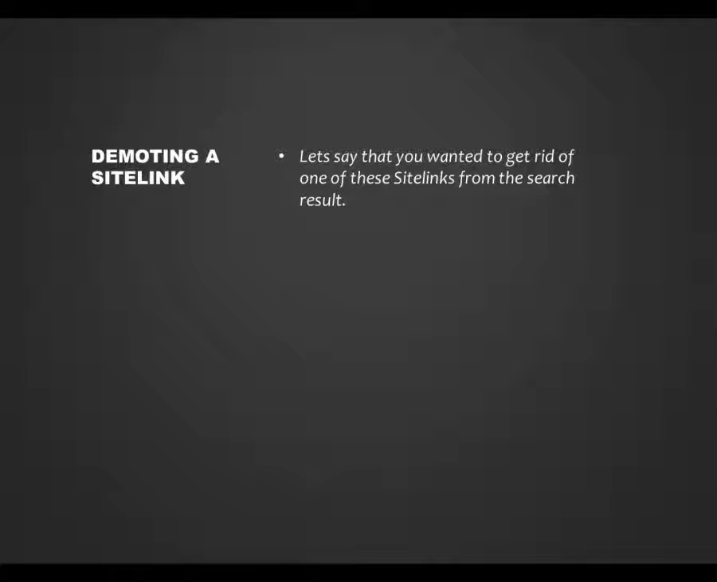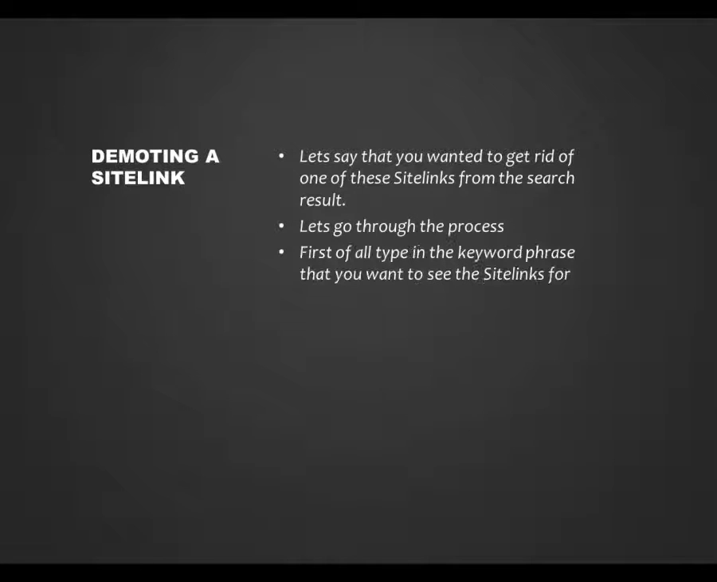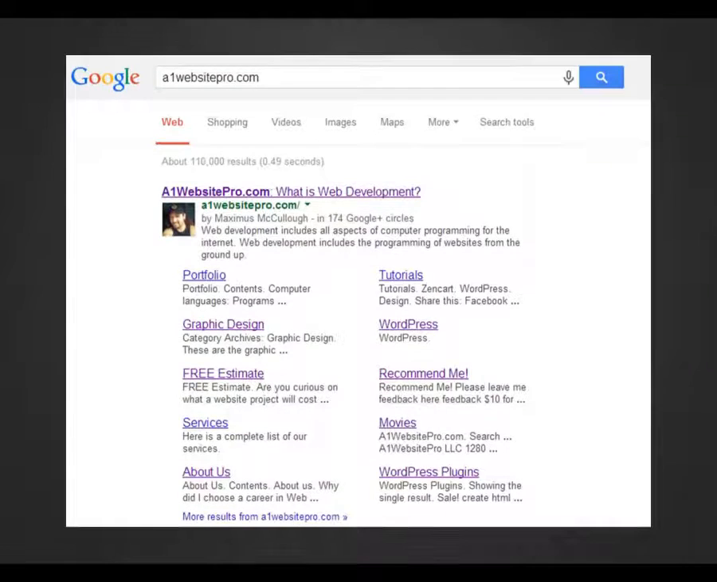So let's say you wanted to get rid of one of those site links from the search results. Let's go through the process. First of all, type in the keyword phrase you want to see the site links for. Look at the site link results. So we put in here a1websitepro.com. Now let's say that I wanted to get rid of movies on here. Now this does have to do with my website because I do audio, video, and so on and so forth. But let's say that this had nothing to do with my website or my services, and I wanted to remove it from my site links.